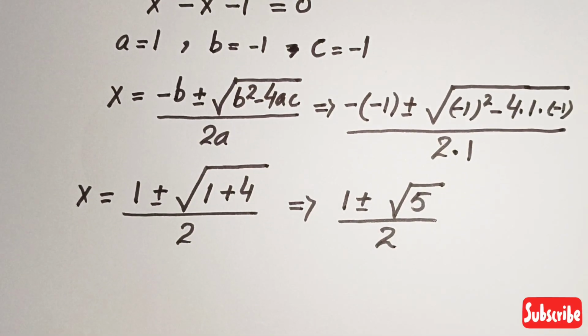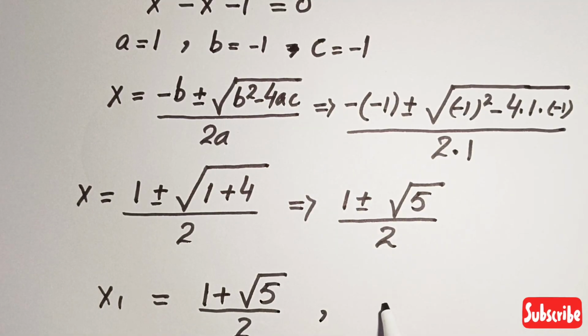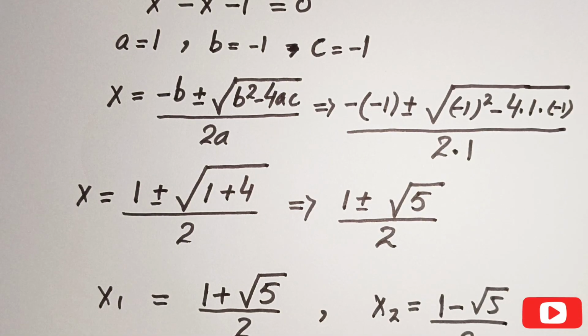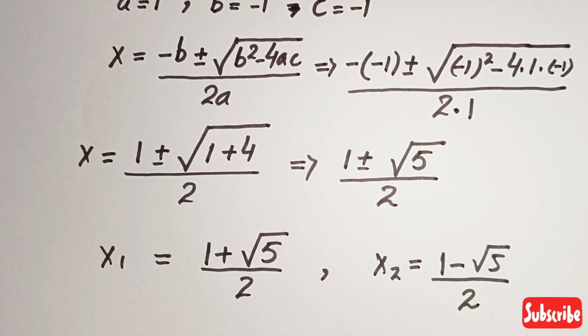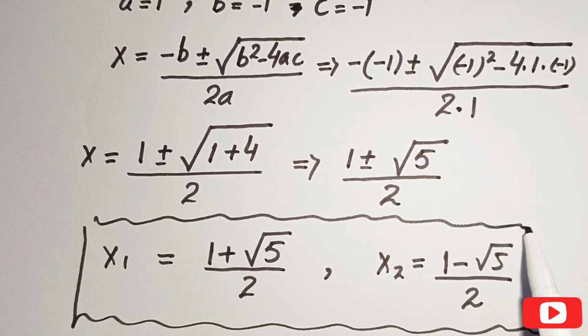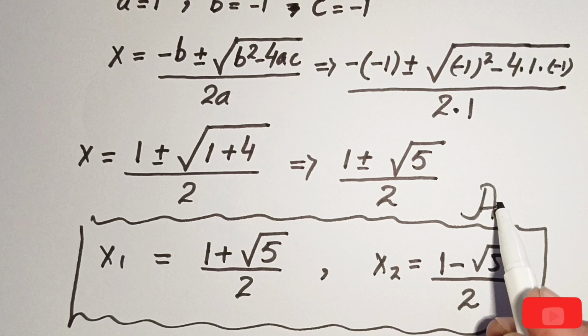So these are our two values of x. Let's say x1 is equal to 1 plus square root of 5 divided by 2, and x2 is equal to 1 minus square root of 5 divided by 2. So it is our final answer. We have just found two values of x. First one is 1 plus square root of 5 divided by 2, and the other one is 1 minus square root of 5 divided by 2. It is our final answer.